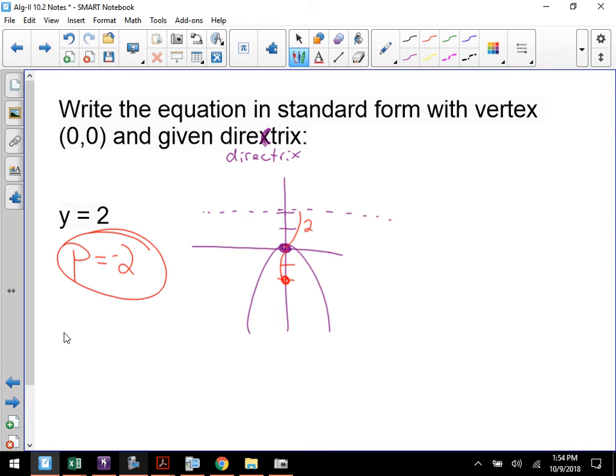So guys, if vertex to directrix is opposite of p, vertex to focus would be p. That's why we know that this has to be a -2. So our p-value being -2, this is x squared. You know it's x squared equals 4py. X squared equals -8y. And that would be the equation.